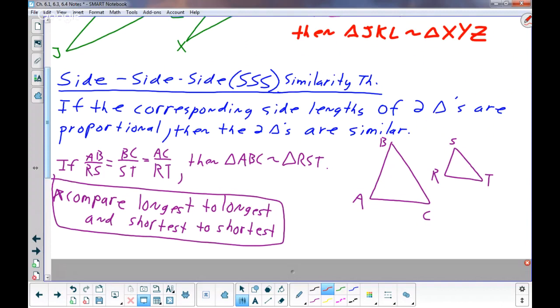You're going to be tempted to compare one side that's shared between two triangles, because we've had that before. And when you do that, you're going to get in trouble, because you're going to have two sides that are congruent, and then you're thinking, I got to go congruency. No, we're not in the congruency realm anymore. We're in similarity. So longest side to longest side, shortest side to shortest side.